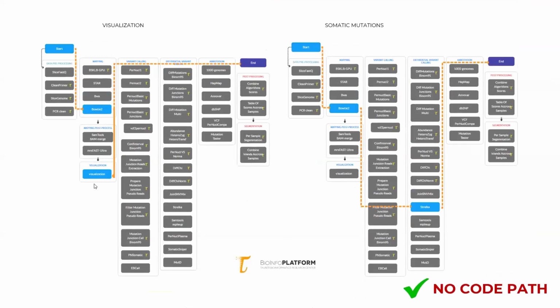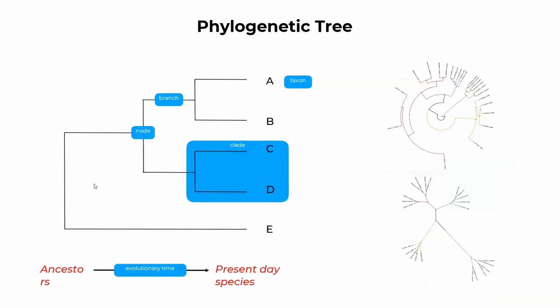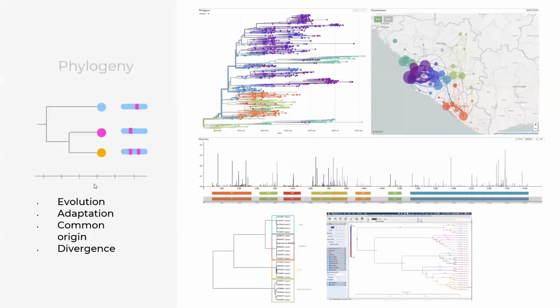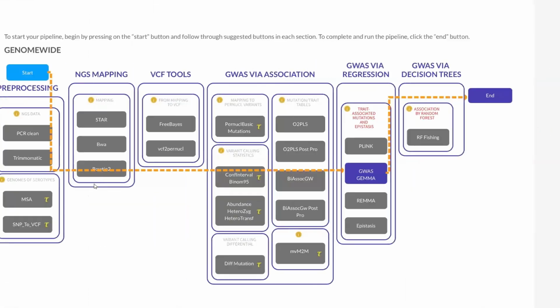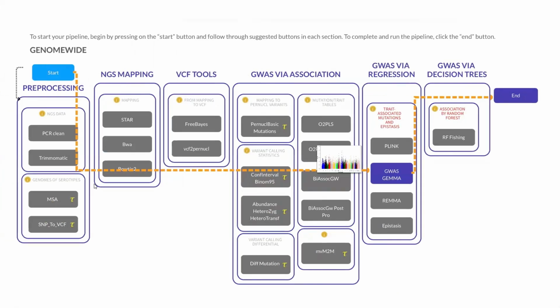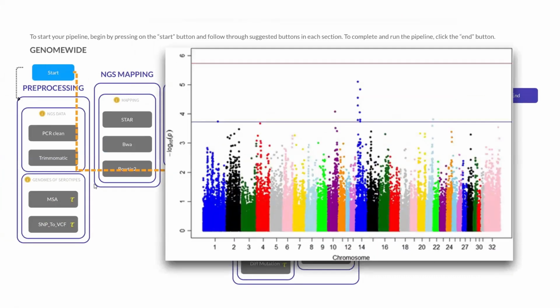So we'll go through a variant calling pipeline, and then we'll go through a phylogenetic analysis pipeline as well, and then build useful phylogenetic trees. So in the intermediate level, we'll dive deep into variant calling and phylogenetic analysis, and then in the advanced level, we will learn more about GWAS, genome-wide association studies.